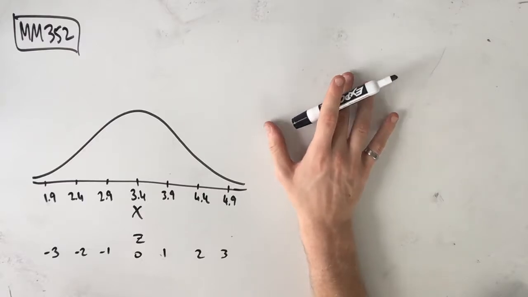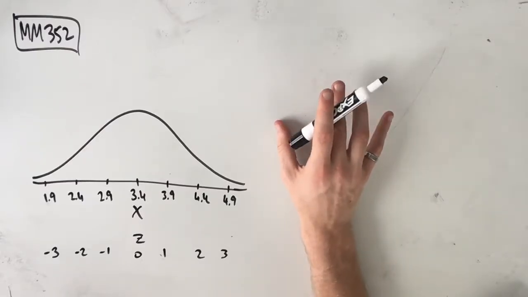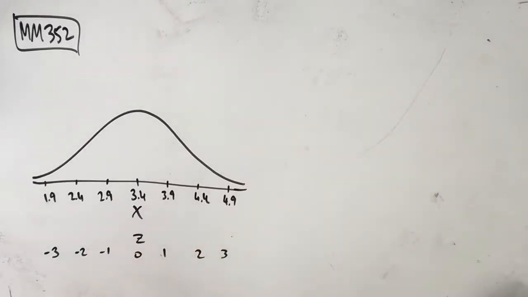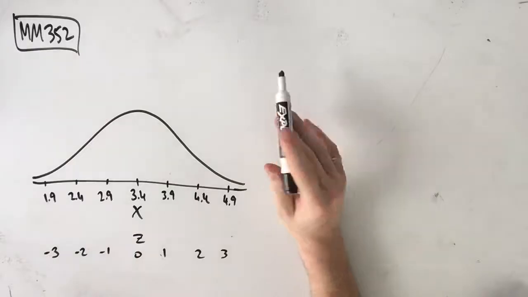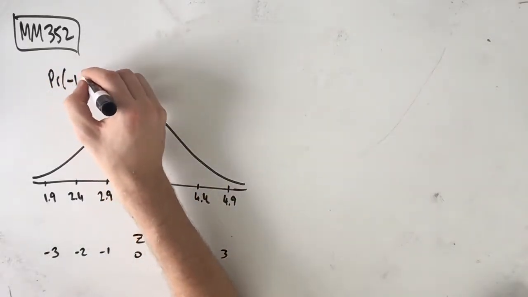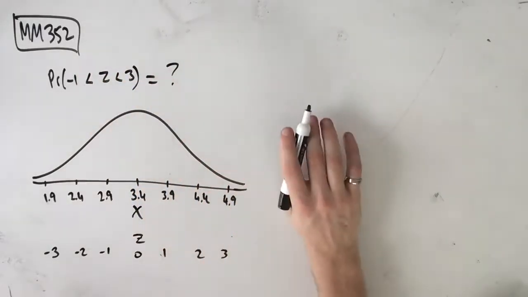So, in this question we've got the continuous random variable x, which has a normal distribution with mean 3.4 and standard deviation 0.5. The continuous random variable z follows the standard normal distribution. What is the probability of z being between -1 and 3?